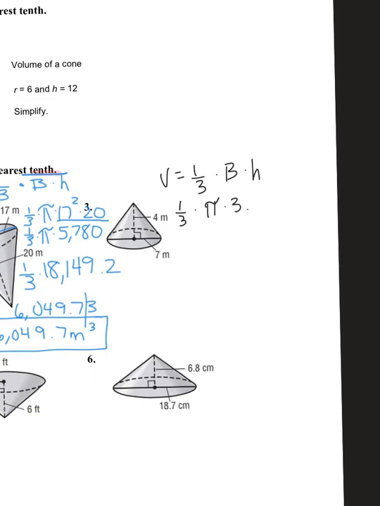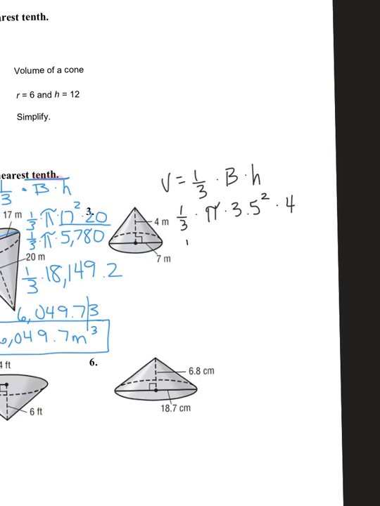So 3.5 squared times the height is 4. So 3.5 times 3.5 is 12.25. Then times 4. We have 1/3 times pi times 49. And 49 came from this. So 49 times 3.14.